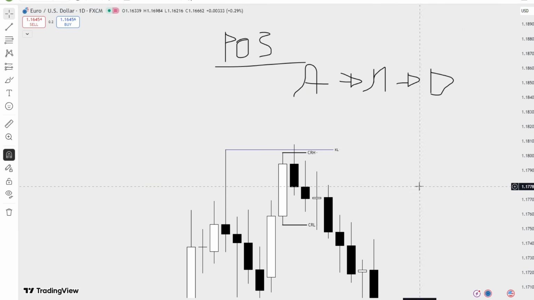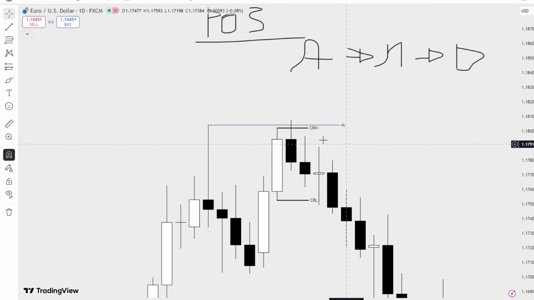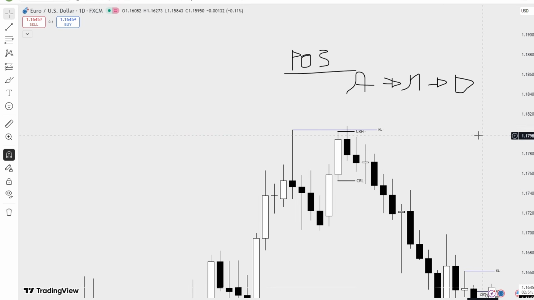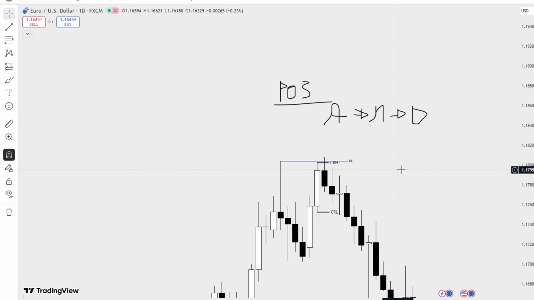For some more advanced students, we can grab second candle entries, but that's really more advanced. You should focus on candle number 3 entry, right? So that's it for this video.